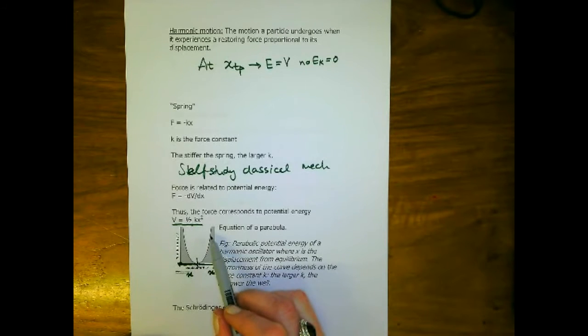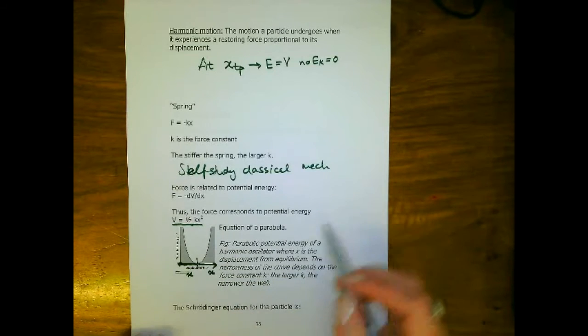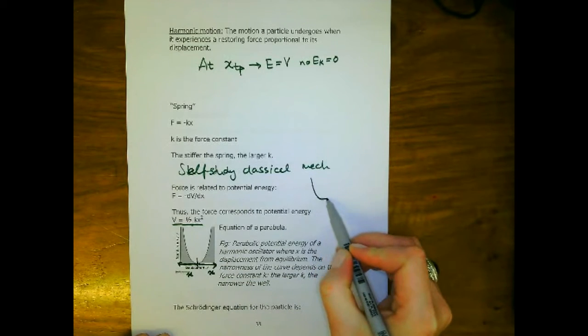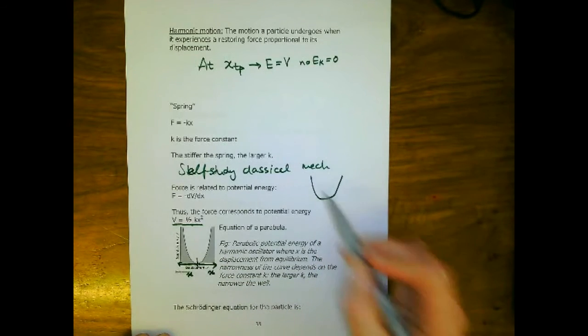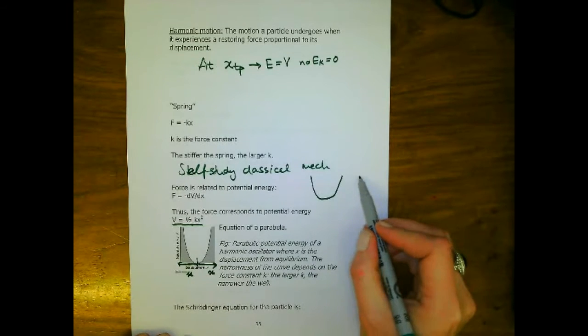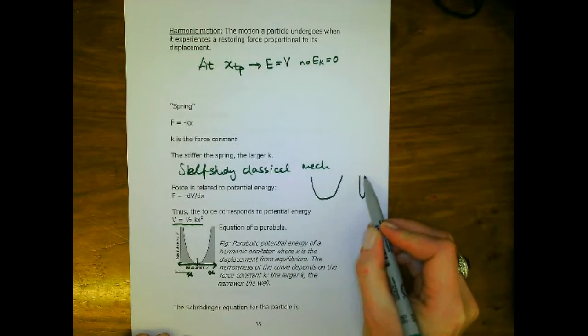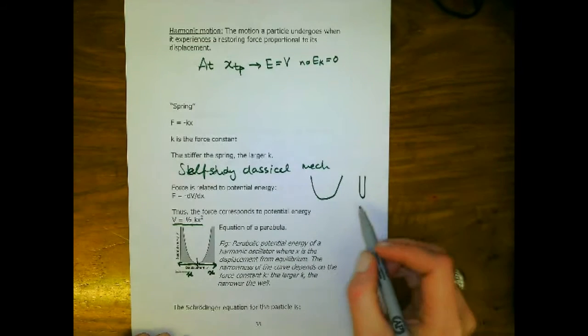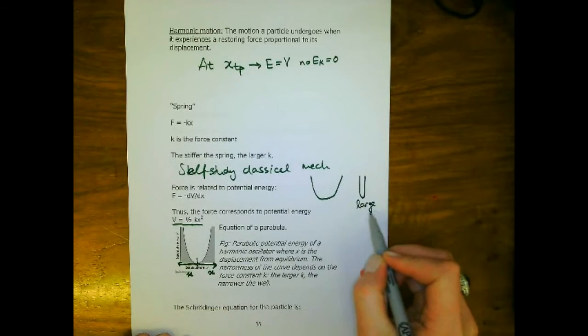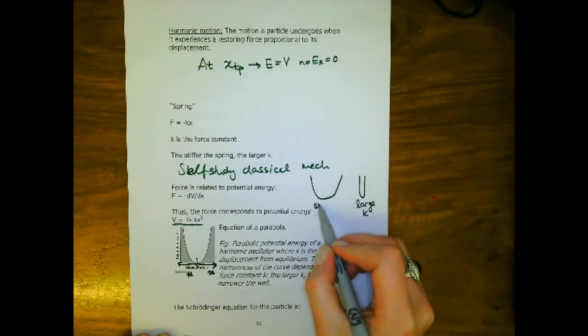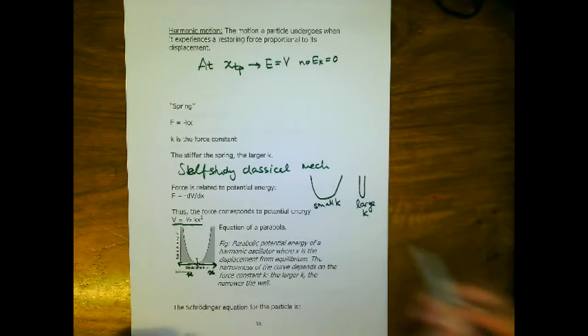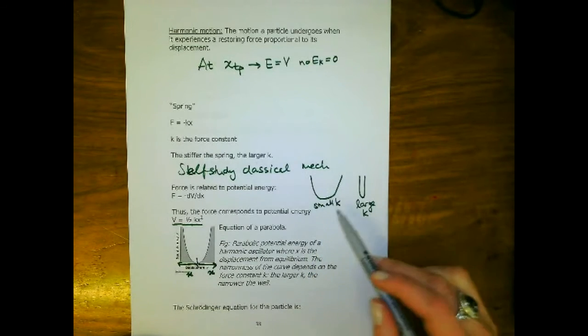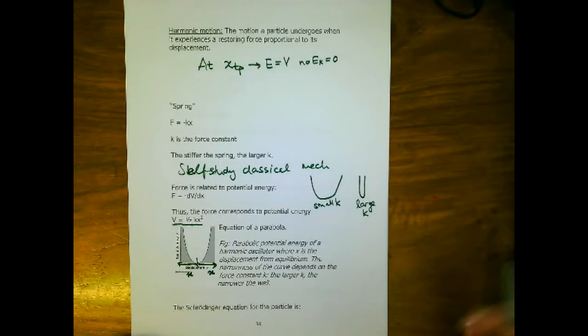And the larger the k, the narrower this well. So for a small k, the potential energy well will have a shape like that, and for a very stiff spring, the potential energy well will have a shape like this. So this is for a large k, stiff spring, and small k, or small force constant, a weaker spring.